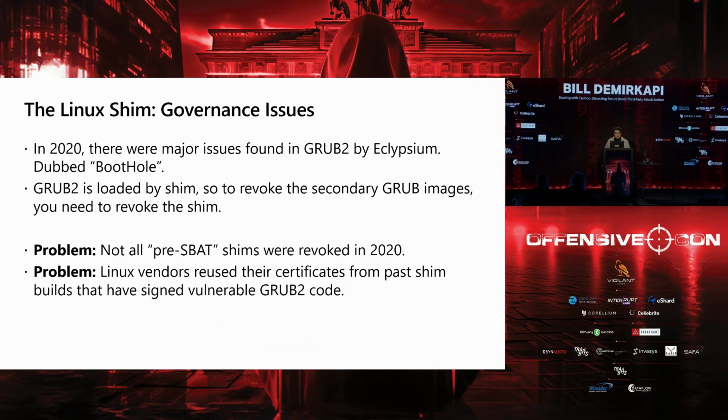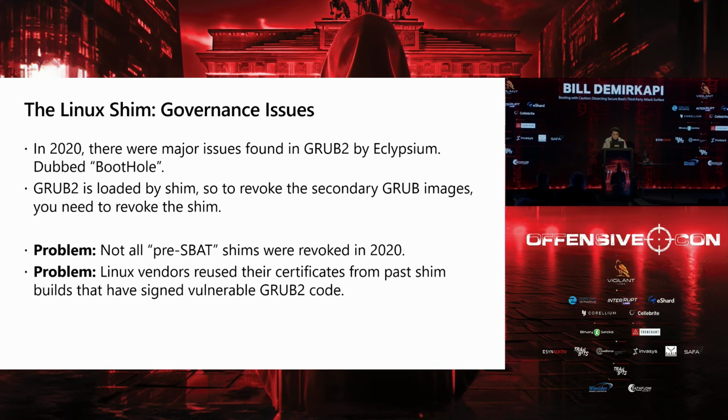In 2020, there were major issues found in grub2 by Eclypsium. These were dubbed BootHole. Grub2 is loaded by the Shim, so to revoke the secondary grub images, you needed to revoke the original Shims. And what I found in my research was that not all pre-SBAT Shims were actually revoked in 2020. And Linux vendors have reused certificates from past Shim builds that have signed vulnerable grub code.